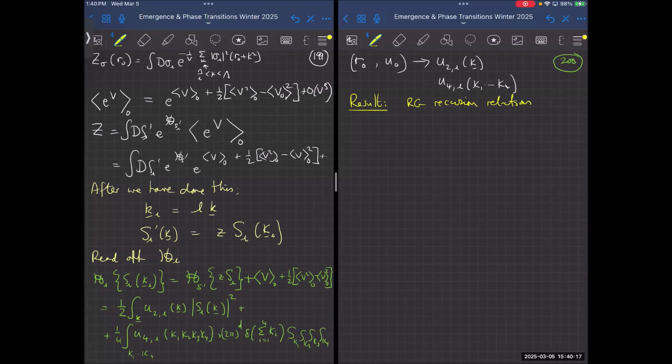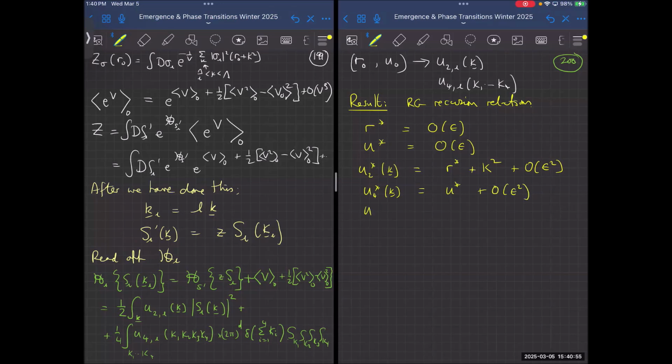And what we're going to find is that my new fixed point for R star is of order epsilon. There is a fixed point for the quartic coupling constant, which is of order epsilon. And if I compute what U2 of k is, that looks like R star plus k squared plus terms of order epsilon squared, and U4 star of k is equal to U star plus terms of order epsilon squared.